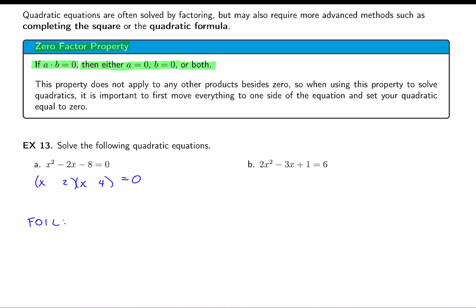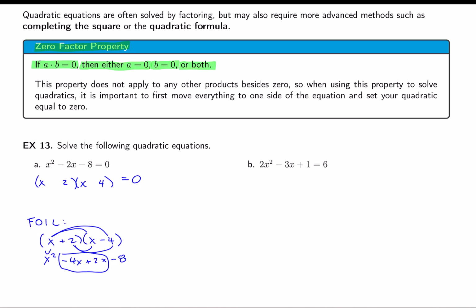When you FOIL two things, like if you have x plus 2 times x minus 4, for instance, you multiply the first two together to get x squared. You multiply the outer two together to get minus 4x. Then the inner two together to get plus 2x. And then the last two to get negative 8. These middle two add up. And so you have to make sure those middle two add together.